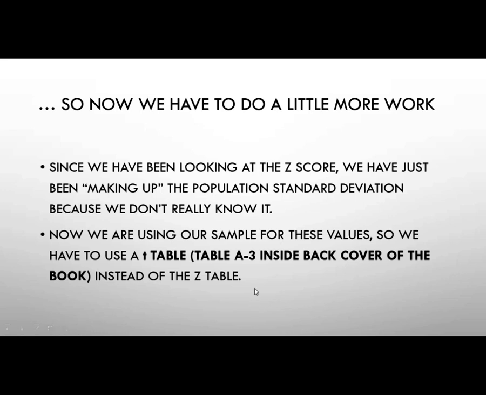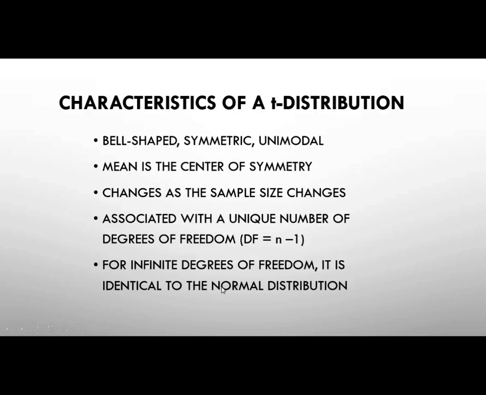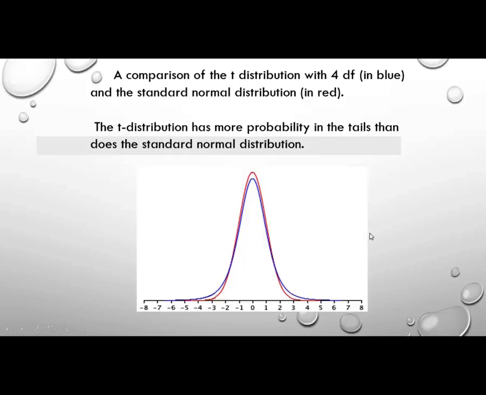but in order to do that we have to use a t-table, and that's on the inside of the back cover of the textbook instead of the z-table. So some characteristics of a t-distribution. It's bell-shaped, it's symmetrical, it's unimodal, the mean is the center of symmetry, it changes as the sample size changes. It's associated with a unique number of degrees of freedom, remember that? df is equal to the sample size minus 1. For infinite degrees of freedom, it is identical to the normal distribution.